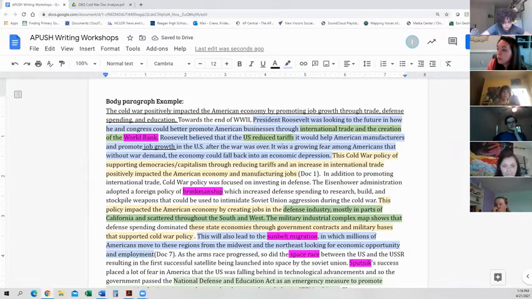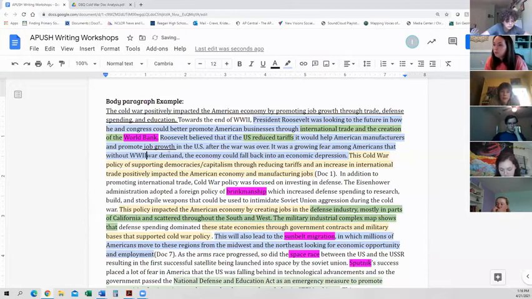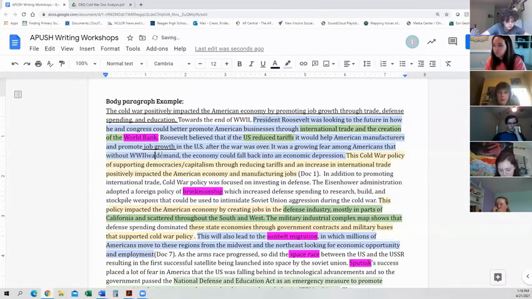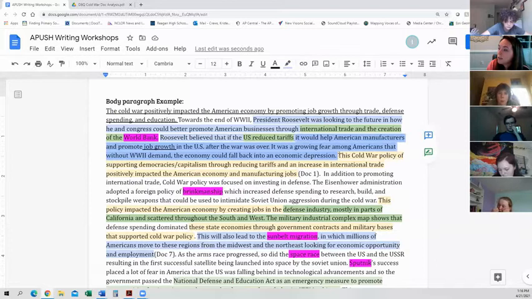After the war was over, it was a growing fear among Americans that without the war demand, so you could actually even do World War II here, right, the economy could fall back into an economic depression. This blue part right here is how you earn the explains point. Blue is explains, green is describes, yellow is supports.